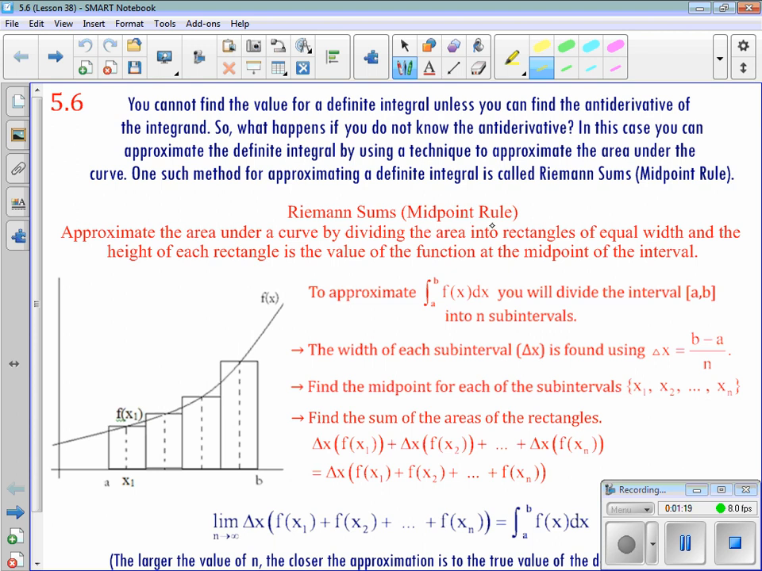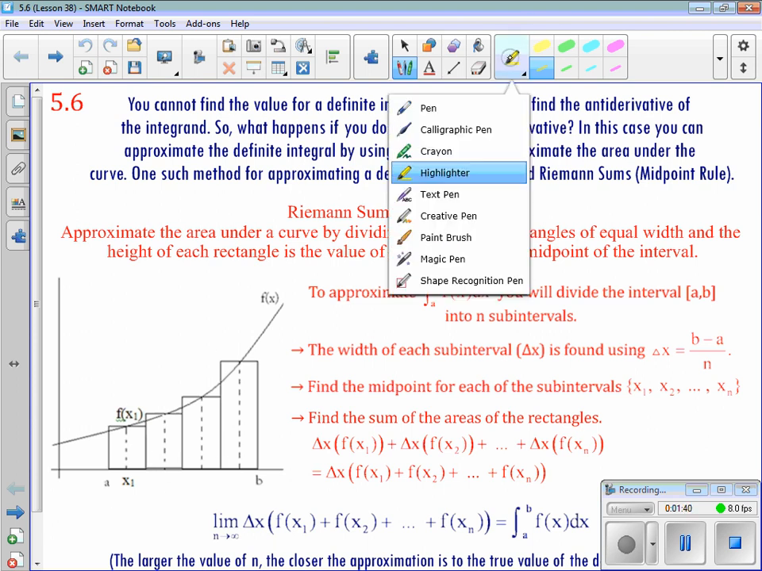So for Riemann sums, we're just going to use the midpoint rule, even though he had some other rules that worked as well to approximate it. So approximate the area under a curve by dividing the area into rectangles of equal width. So do you see how the width of these is the same for all of them? Okay. So we cut it into equal widths.